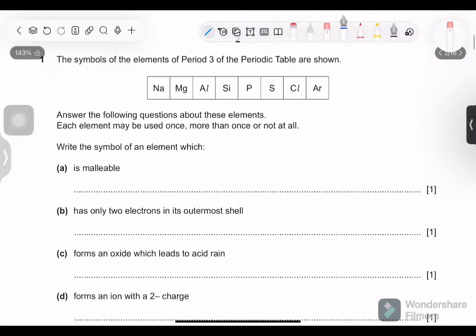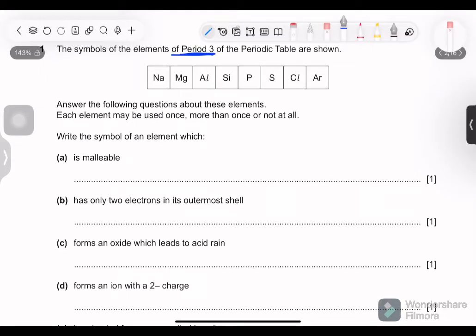We are given the symbols of elements of period 3, and they're saying we can use them once, more than once, or not at all. So we just have to write the symbol. Write the symbol of an element which is malleable. So metals are malleable. So it should certainly be a metal, any metal, Na. Group 1 metals are more soft and more malleable.